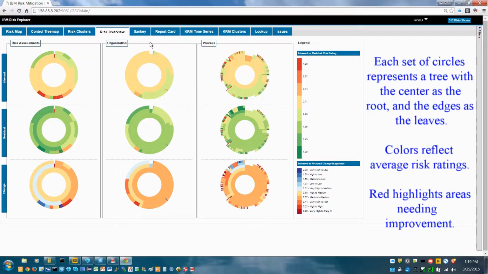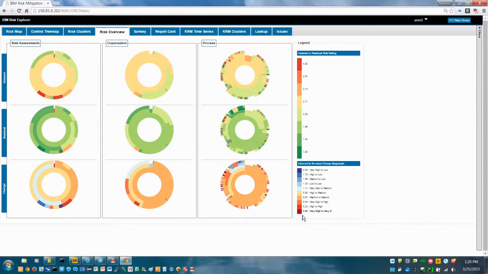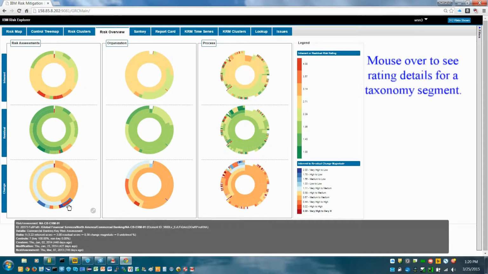Here we're looking at the taxonomies for processes, organizations, and risk assessments as columns. Each of the rows reflects the average ratings for inherent at the top, residual risk ratings, and then the change from inherent to residual. The change shows colors from blue for a very good position all the way through dark red for remaining in a very high risk position.